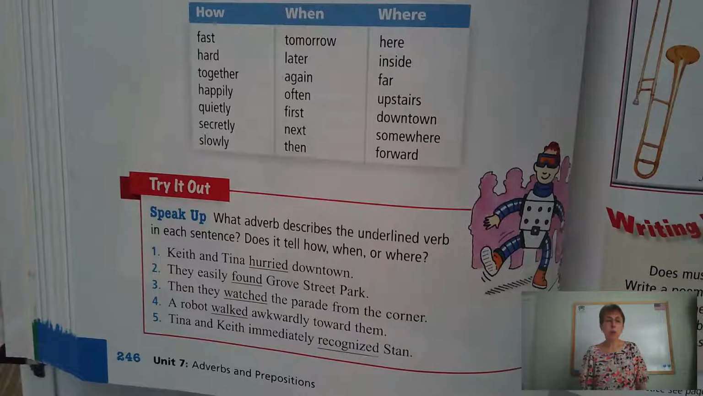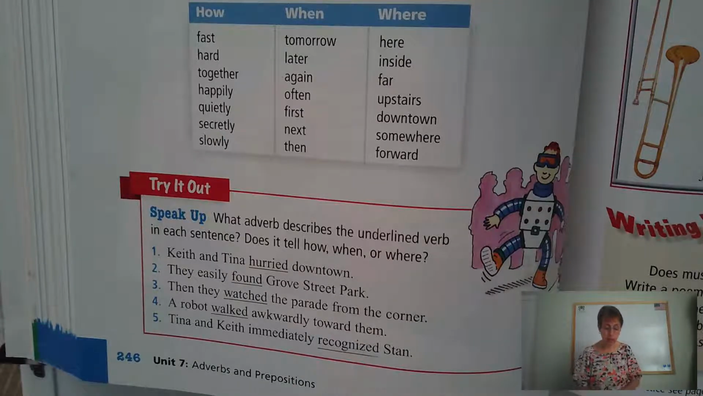A robot walked awkwardly toward them. Walked is the verb. Walked how? Walked when? Walked where? Walked awkwardly. Awkwardly tells us how they walked. Tim and Keith immediately recognized Stan. Recognized is the verb. How do they recognize? When do they recognize? Or where do they recognize? And we find the adverb immediately. They immediately recognize Stan, and immediately tells us when. That means right now or at that time, immediately.